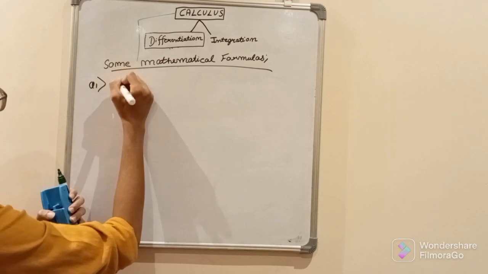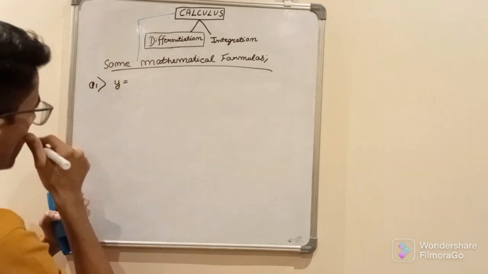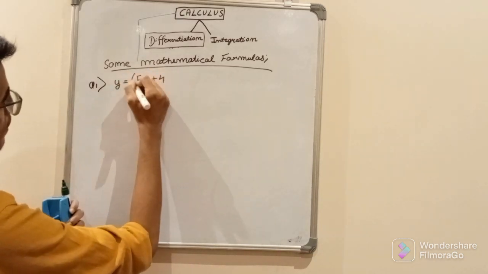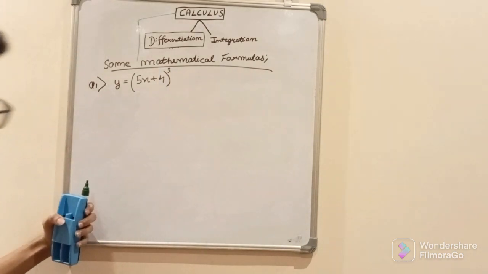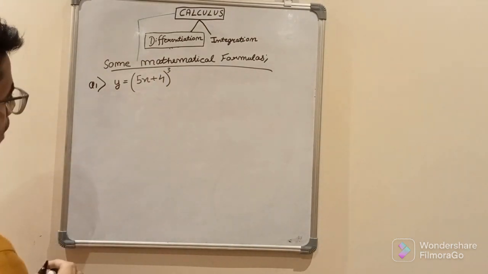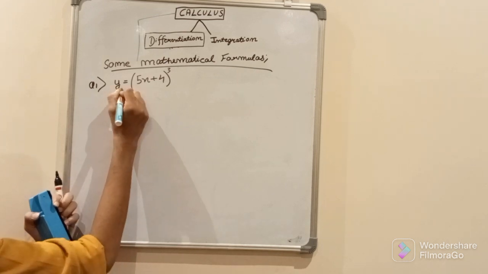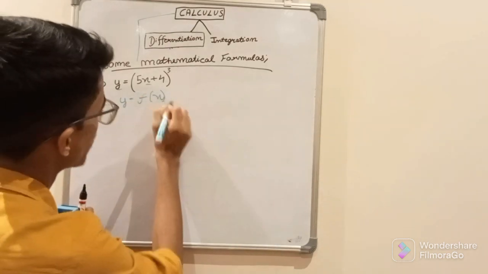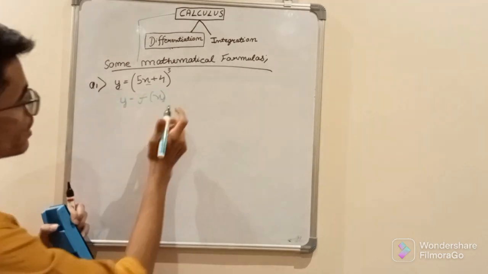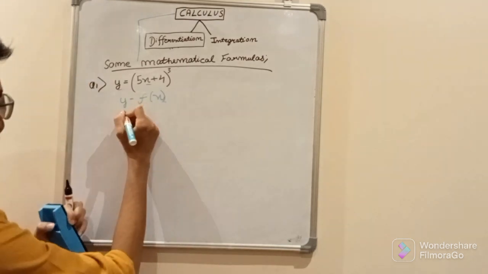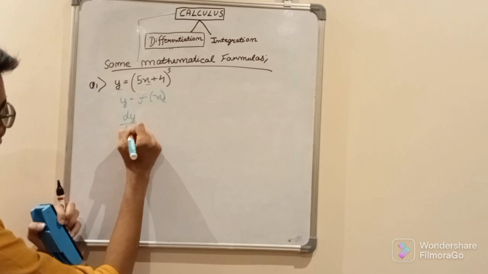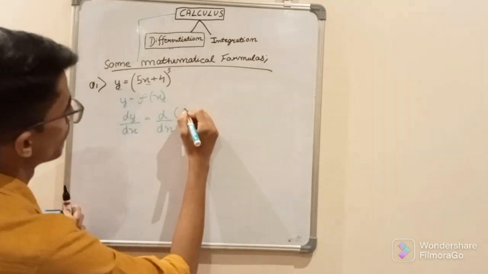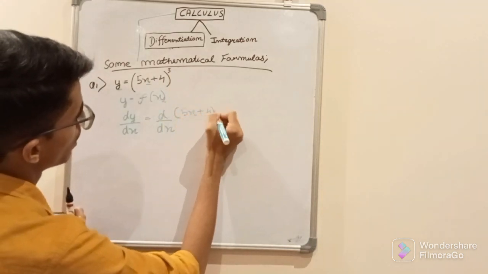Question number 1. Y is equal to, let's say, 5x plus 4 whole cube. Now this is the value of y, and you can see that y here is a function of x. That means y needs to be differentiated in terms of x. Y has to be differentiated only and only in terms of x. So we can write dy by dx, that is d by dx, and in place of y we have 5x plus 4 to the power 3.